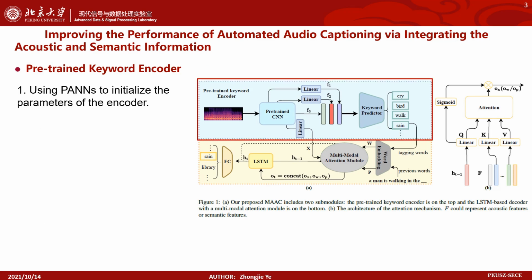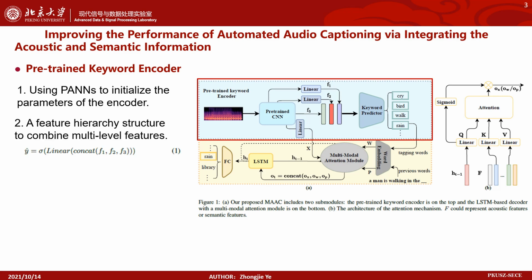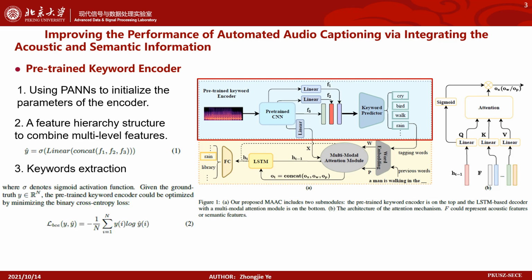Firstly, we use PANNs, which is pre-trained on AudioSet, to initialize the parameters of the encoder. Secondly, we build a feature hierarchy structure to combine multi-level features, which are obtained from the third, fourth, and the last convolutional block. Then, we extract keywords from the 5 captions of each audio clip to form the training label, which is a multi-hot vector. Finally, it is optimized by minimizing the binary cross-entropy loss.